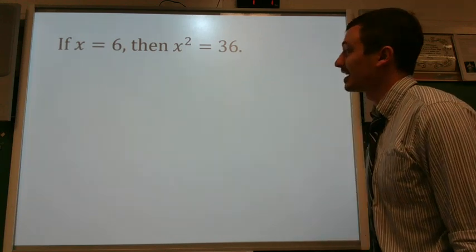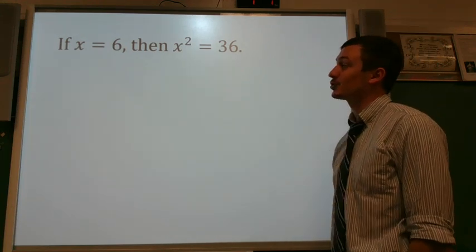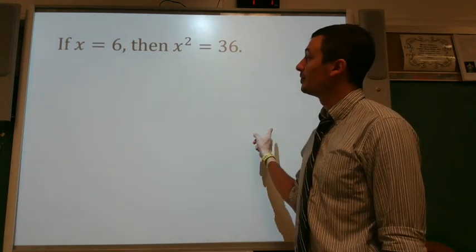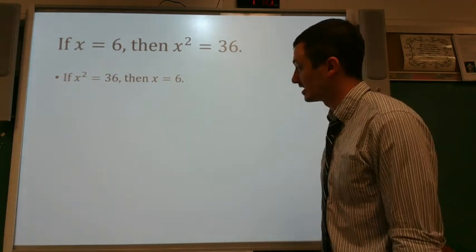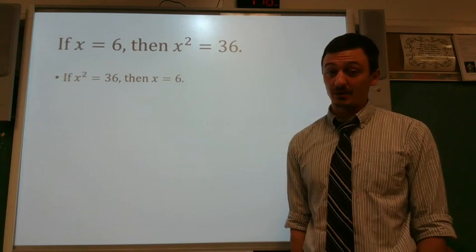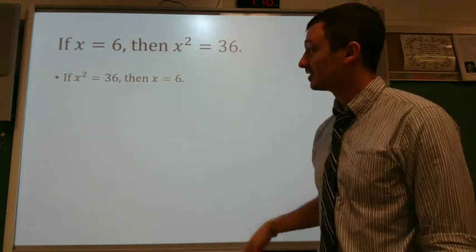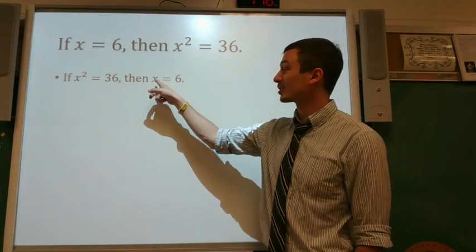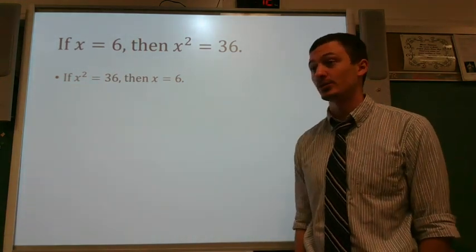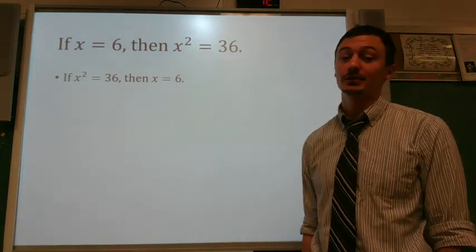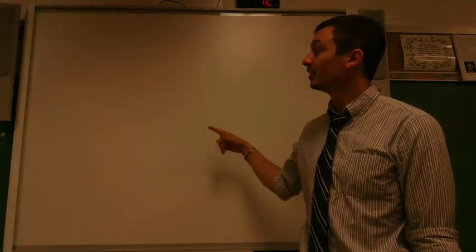One more. If x equals 6, then x squared equals 36. That is a true statement. So let's look at the converse. If x squared equals 36, then x equals 6. That's a false statement, because if x squared equals 36, x could equal negative 6. So this statement is not always true, so we cannot make a biconditional out of it. The end.